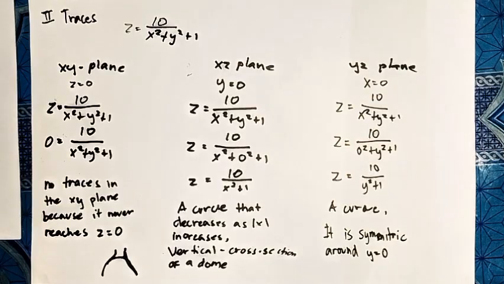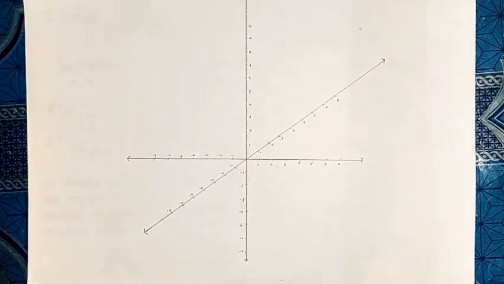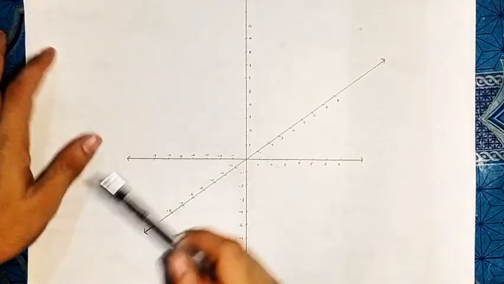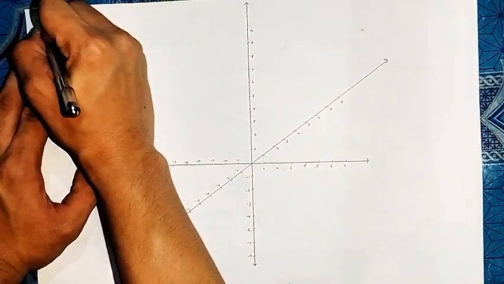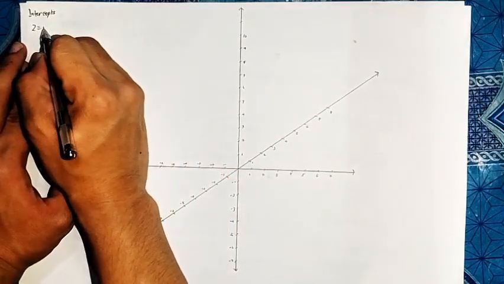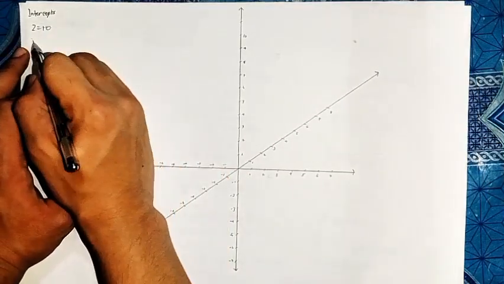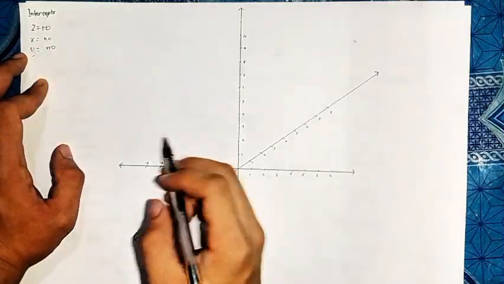So I already drew a Cartesian plane. Where is my Cartesian plane? I already drew a Cartesian plane here. Now I am going to write again the intercepts. We have z is equal to 10. In x, no intercept, and in y, it also has no intercepts.